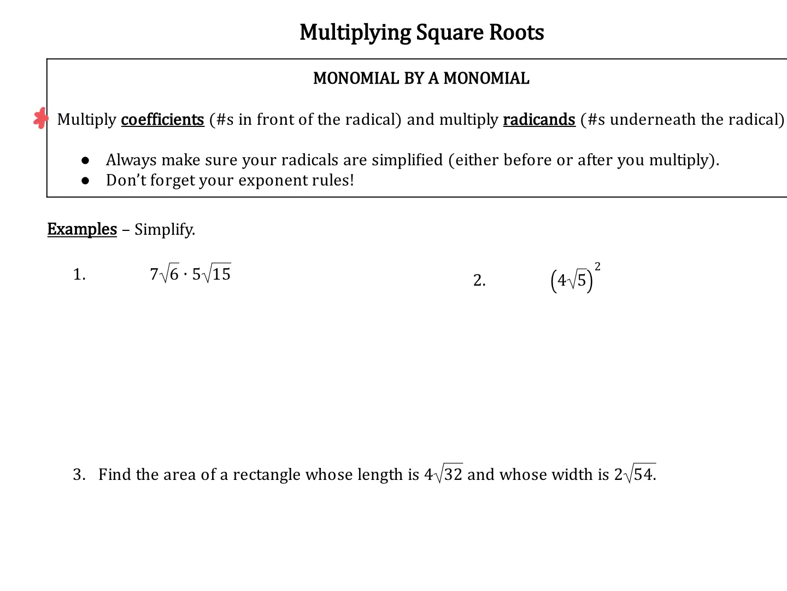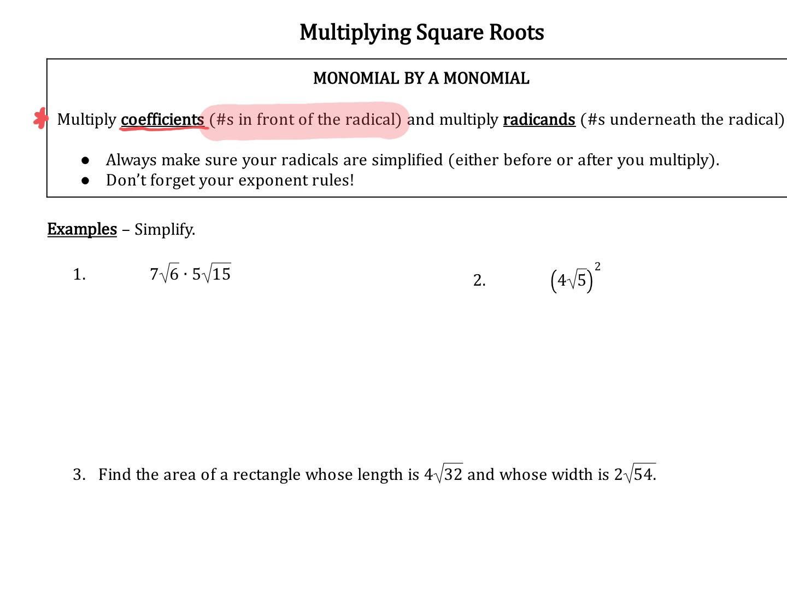When we multiply, we're going to make sure that we multiply coefficients, which is the same thing as the number in front of the radical. So when I'm looking at the number in front of the radical, I'm looking at this number right here, the 7. It's in front of the radical sign. And I'm looking at 5, which is right in front of the radical sign.